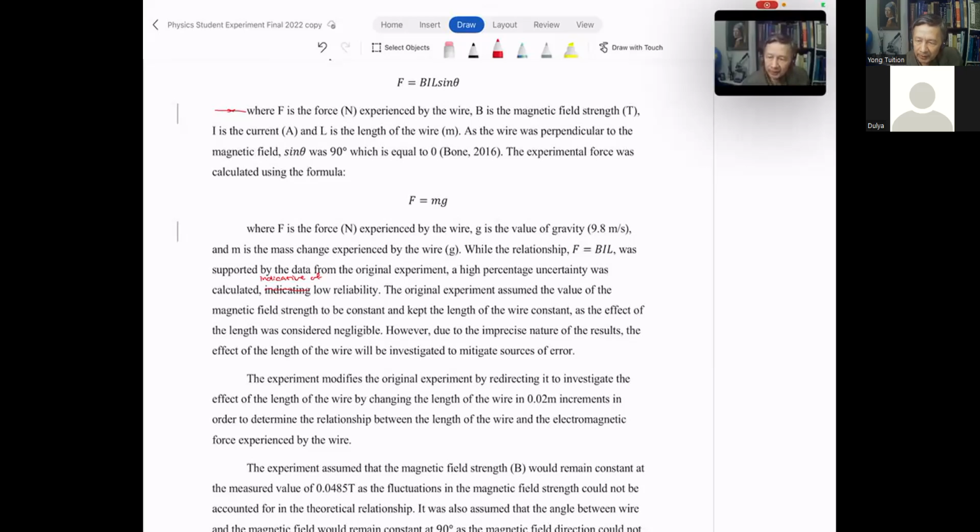Yeah. Let me give you some fine tuning: the relationship was supported by the experimental result. Yes, this is mathematical terminology: experimental result from the original experiment. But can you delete this "while"? Just: the relationship is supported, but a high percentage uncertainty was obtained.